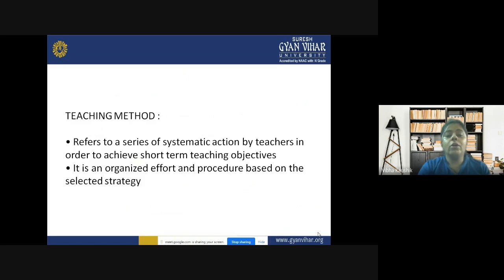It is an organized effort, means the teaching method is an organized effort and procedure based on the selected strategy. Which teaching method should be adopted by the teacher is based on the selected strategy, means the strategy which has been opted by the teacher to teach the students.